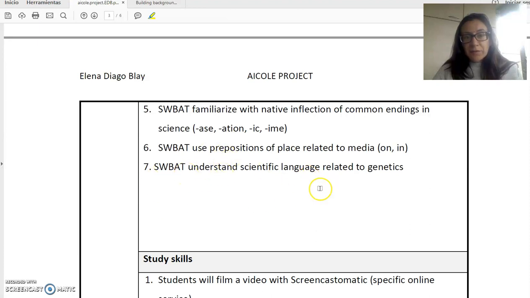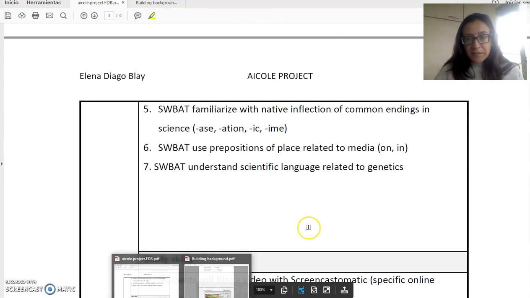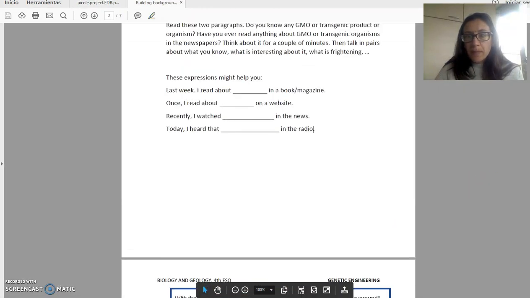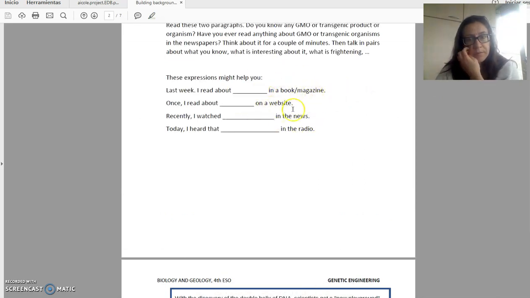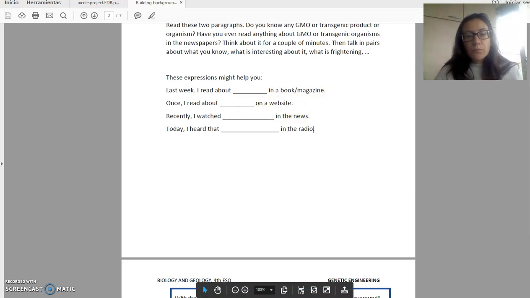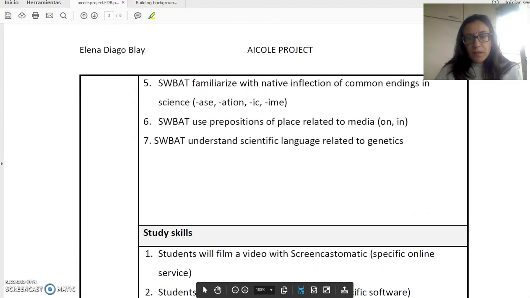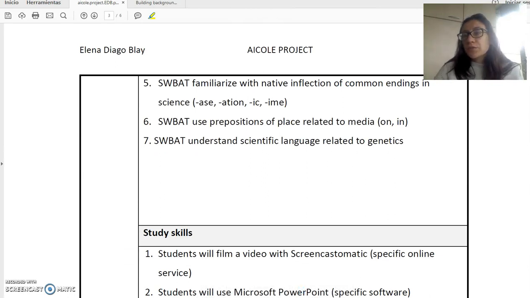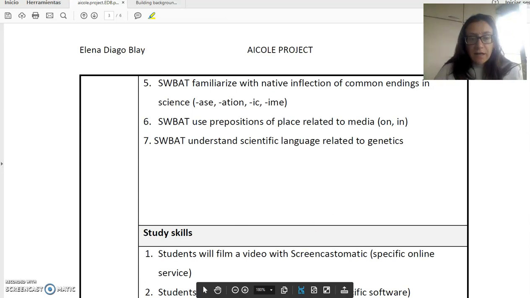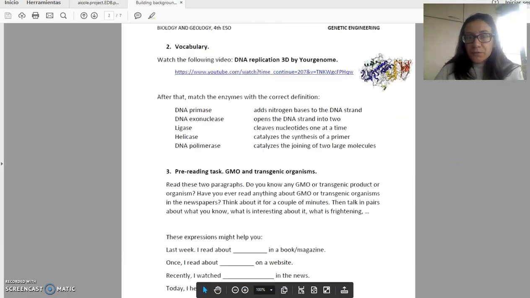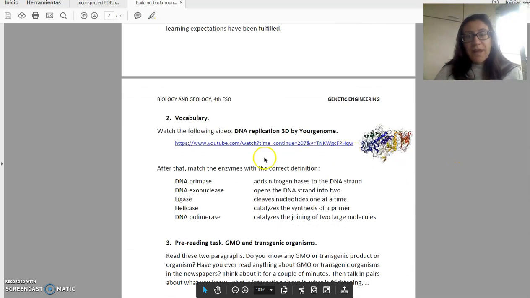And yeah, they will have to use prepositions of place related to media. This is from activity 3. Here it is. And here we find them in a book, in a magazine, on a website, in the news, on the radio. And they will have to understand scientific language related to genetics. This is basically based on activity 2, which we have here.